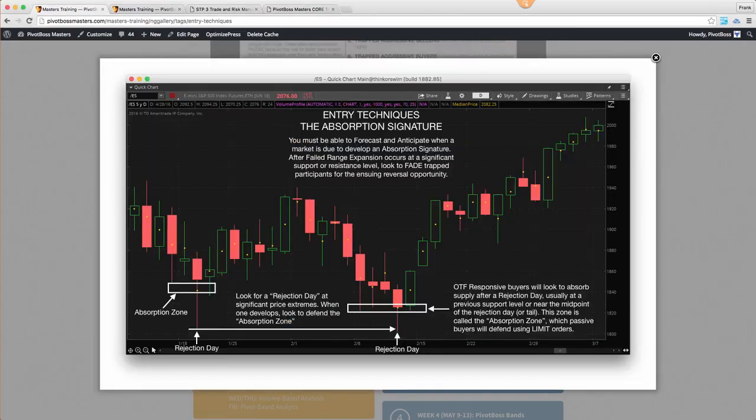Okay, let's talk about the absorption signature. I'm very excited about talking about this absorption signature because it is something I truly believe in. It has single-handedly, without a doubt, helped me in my trading, especially over the last, say, 4 years, with higher time frame engagements and even engaging time frames much lower.